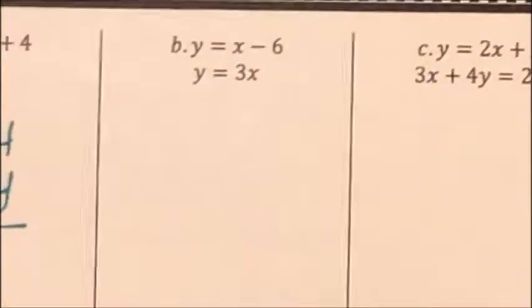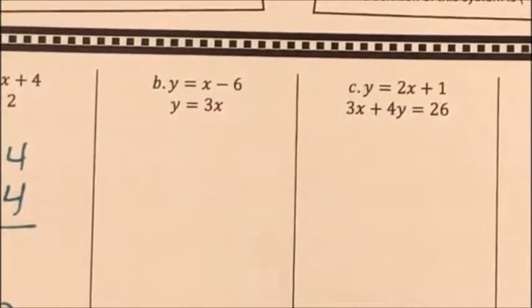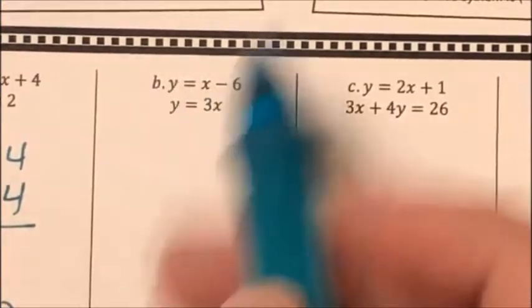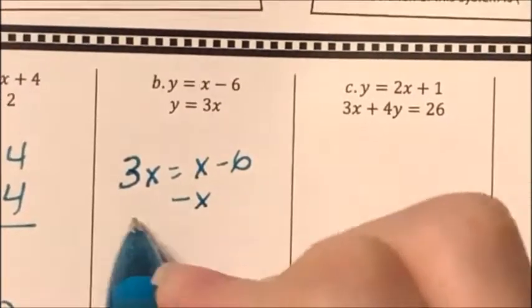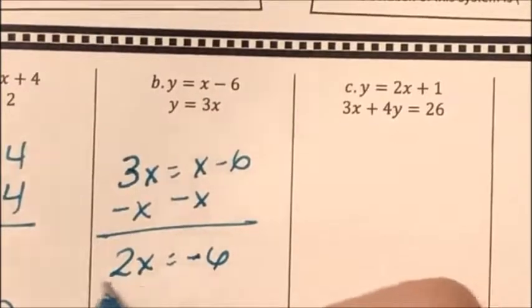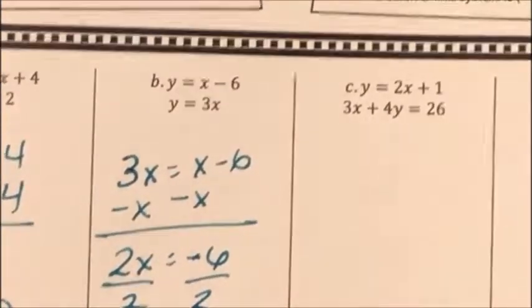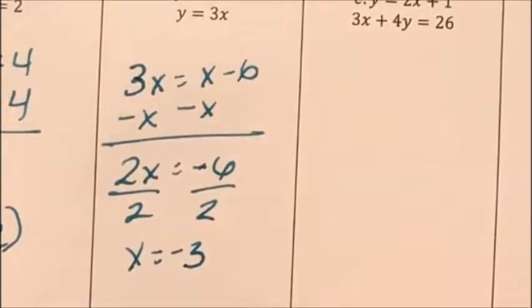For letter B, y equals x minus 6 and y equals 3x. Okay, so I'm going to take the 3x, I'm going to plug it in. 3x equals x minus 6. Subtract x from both sides. I get 2x equals -6. Divide both sides by 2. So I get x equals -3.